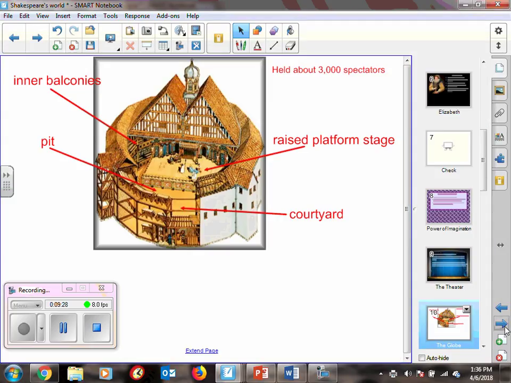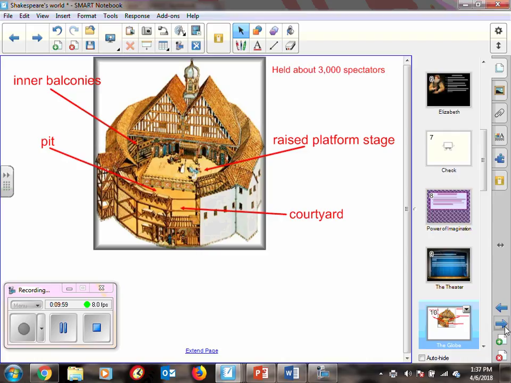All right, so now you have that globe picture there, okay? So notice that the globe actually held a lot of people. It held over 3,000 people, and I think you have that to circle, okay? And this is close to the same picture, a little bit different. So there would be a courtyard. The courtyard would be, kind of, we might call it the lobby, but you could still see the stage.